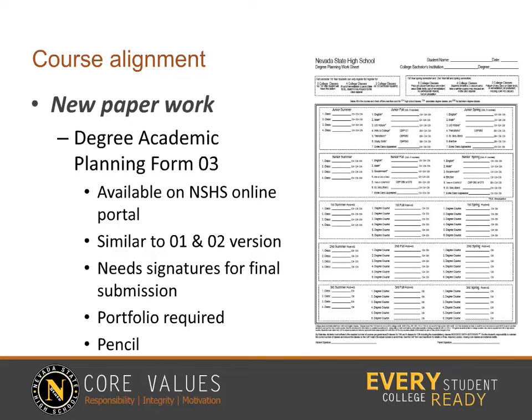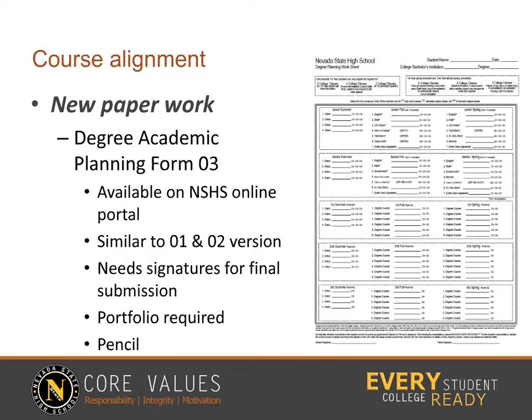This is the Degree Planning Form version 3. It is the final version of the planning form. It is available on Nevada State High School's online portal. You will notice that it looks just like the form you've used in the previous 2 lessons, just with more spaces to write in classes.